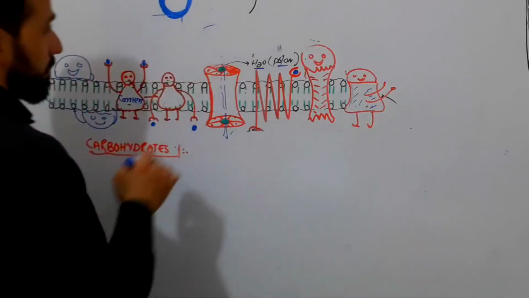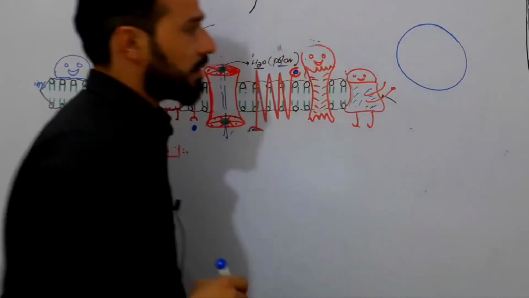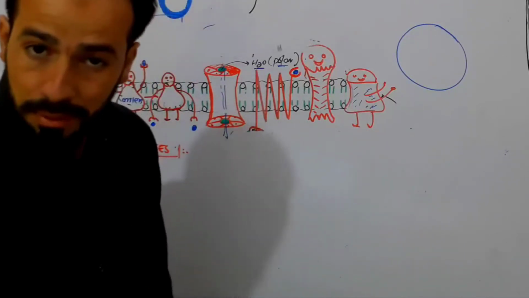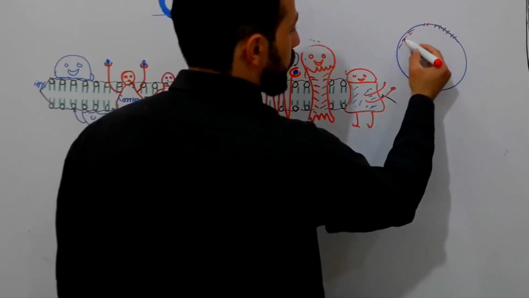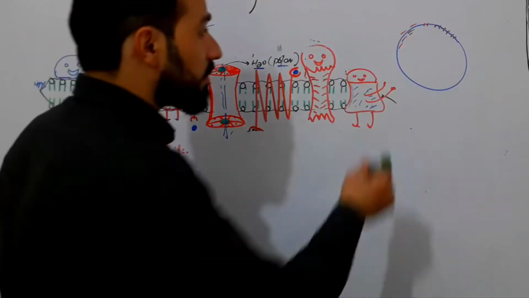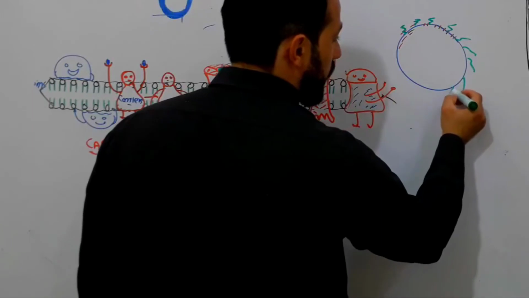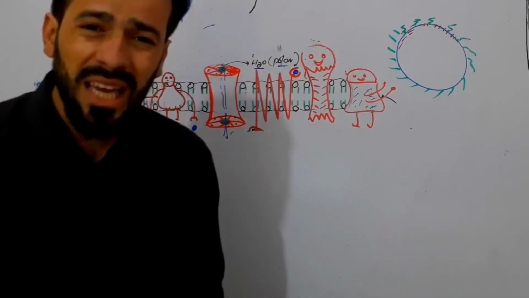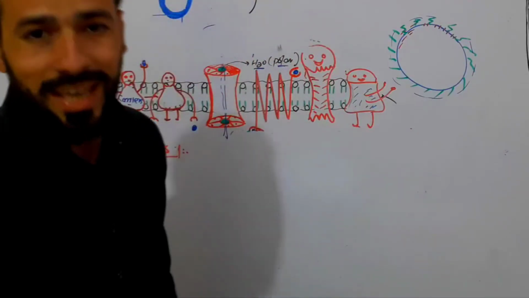Look carefully, friends. If here is a cell and this is the membrane, or the cell membrane, or the cytoplasmic membrane, it must contain lipids. We know that. And it must contain some proteins which are integral and some which are peripheral. And then we know that it also contains carbohydrates. All those carbohydrates found on the surface of the cell membrane make a layer around the cell membrane, and that layer is called the glycocalyx.